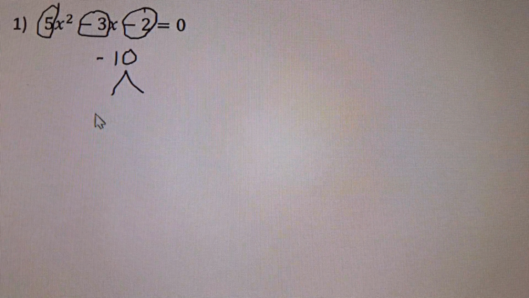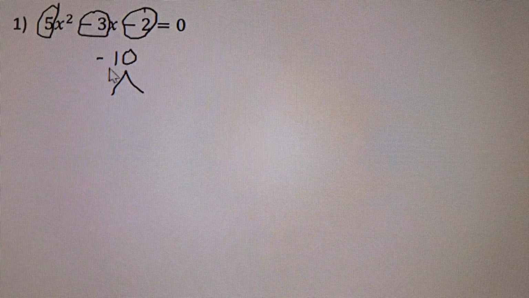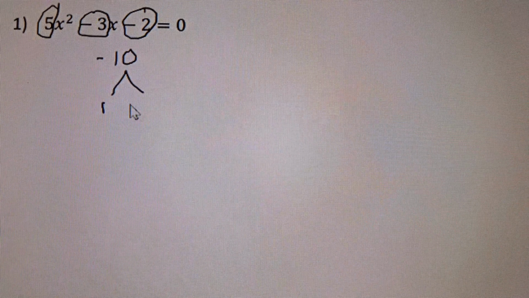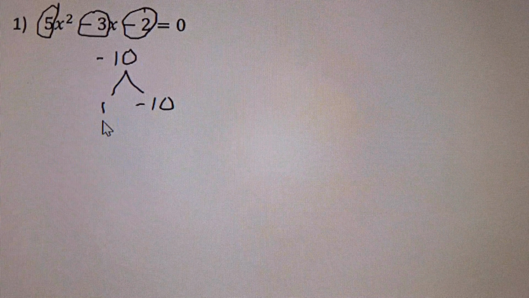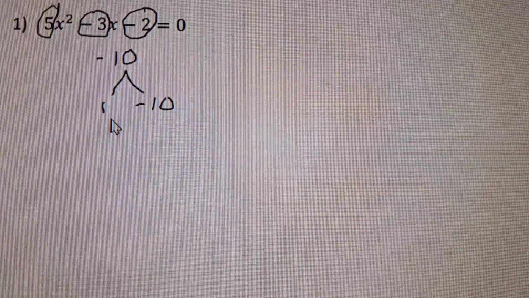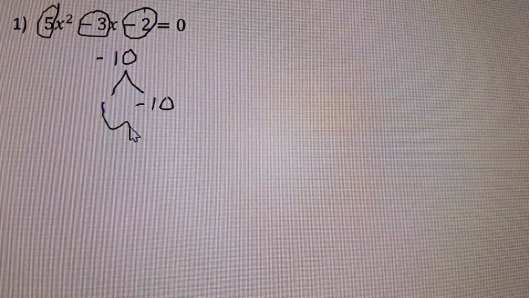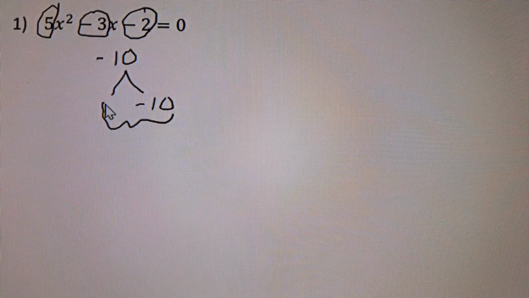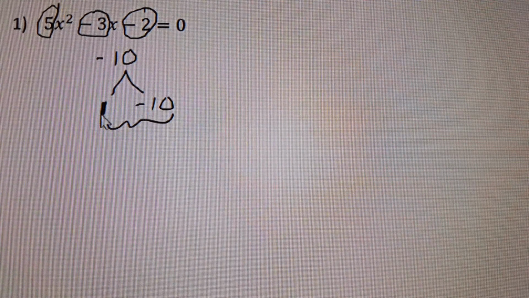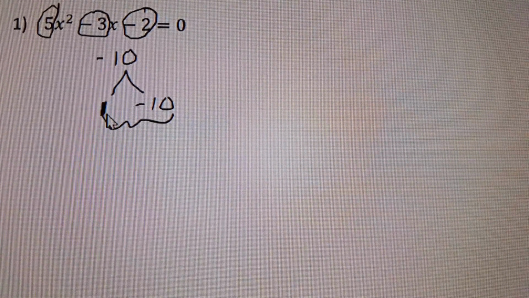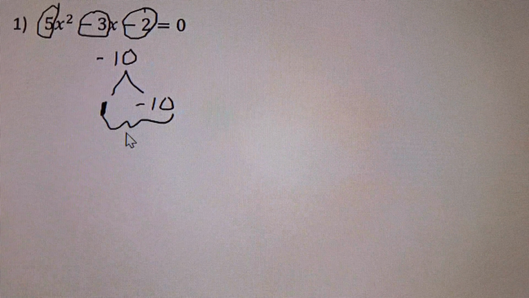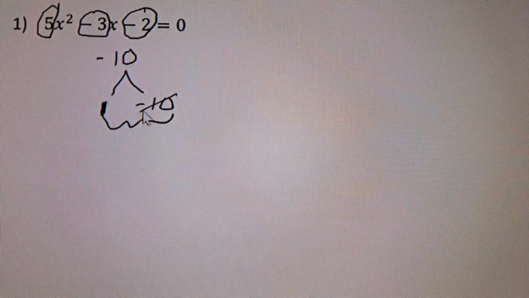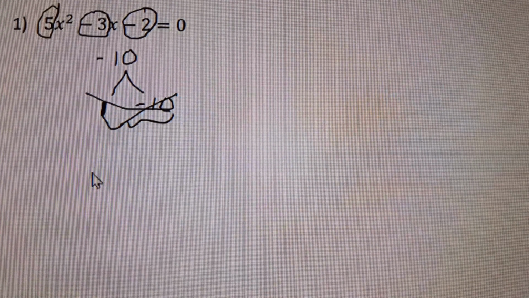So let's get started with two factors that give you minus 10. How about 1 times minus 10? Well, that gives you minus 10. But what else are we looking for? We are looking for the fact that when we add 1 and minus 10, it should give you minus 3. It doesn't do that in this case, does it? 1 minus 10 is equal to minus 9. Therefore, these two factors are not going to be considered.